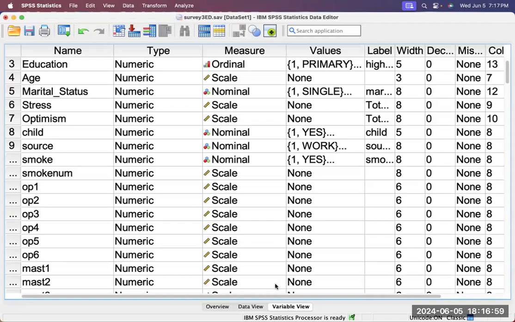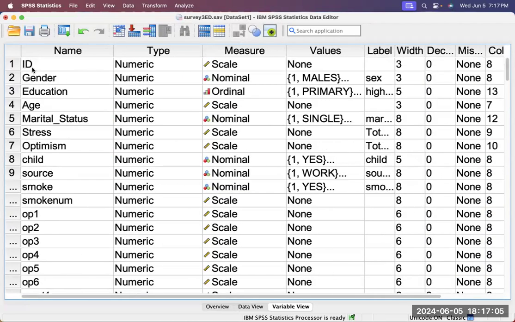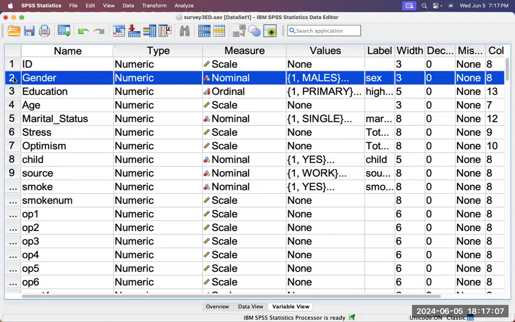Now, look at these variables here. Gender. Remember we said we have a nominal scale of measurement? Note that gender says nominal here. You have to make sure that if you're building a data file, that you categorize that as nominal.